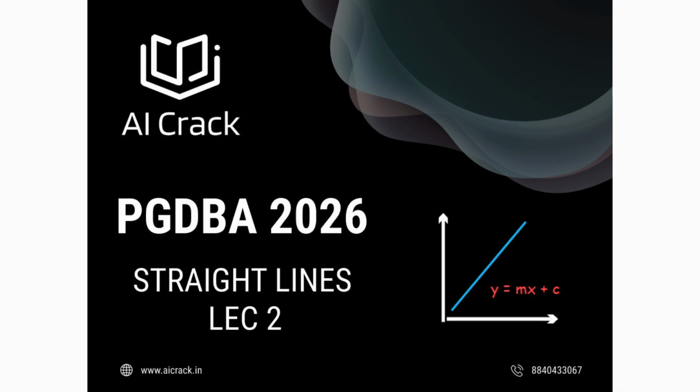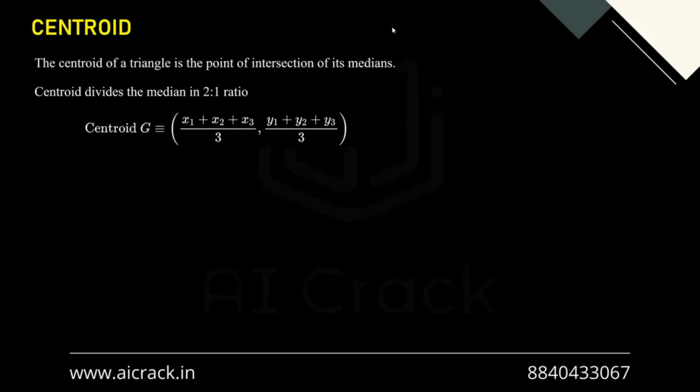So basically we'll be discussing a few basic concepts like centroid, incenter, circumcenter and a few other concepts. So let us start the discussion with centroid. Centroid of a triangle is the point of intersection of its medians, and centroid divides the median in a 2:1 ratio. So this is the most important point which you have to remember.